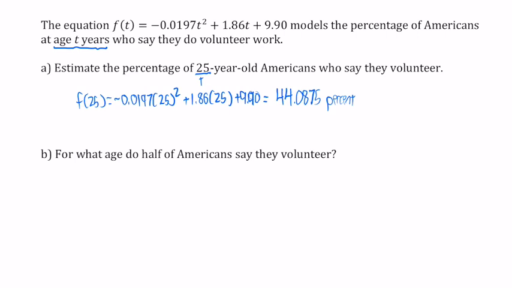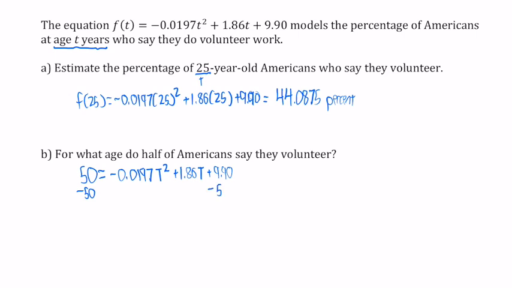Our next question says, for what age do half of Americans say they volunteer? Half is the same thing as 50%. So we can set 50 equal to our entire function and solve for t. 50 equals negative 0.0197t squared plus 1.86t plus 9.90. Well, this isn't one we're going to be able to solve by factoring, and completing the square with decimals like this would be a real pain. Let's use the quadratic formula.